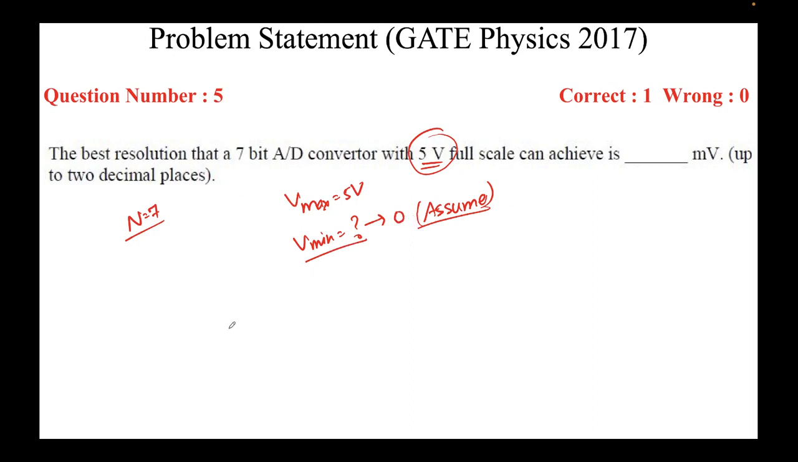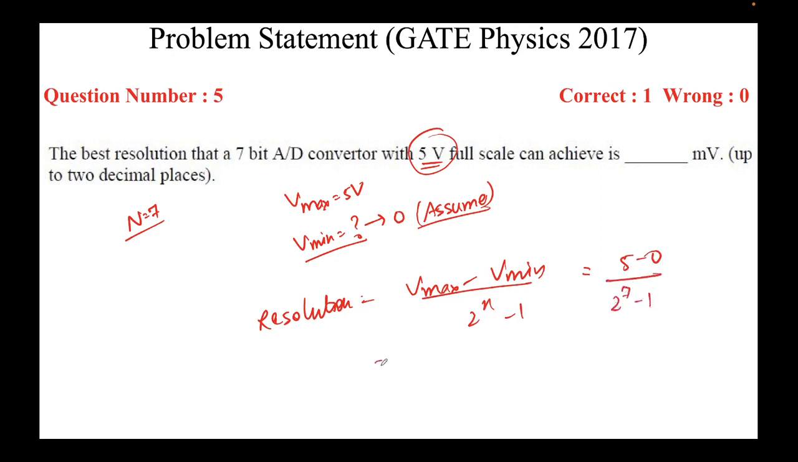So the best resolution we are able to find out, we just saw the formula. Resolution is nothing but V max minus V min divided by 2 raised to the power n minus 1. So V max is 5, V min is 0, the value of n is 7, so 2 to the power 7 minus 1, that is 5 over 2 to the power 7 which is 128, minus 1, 5 over 127.